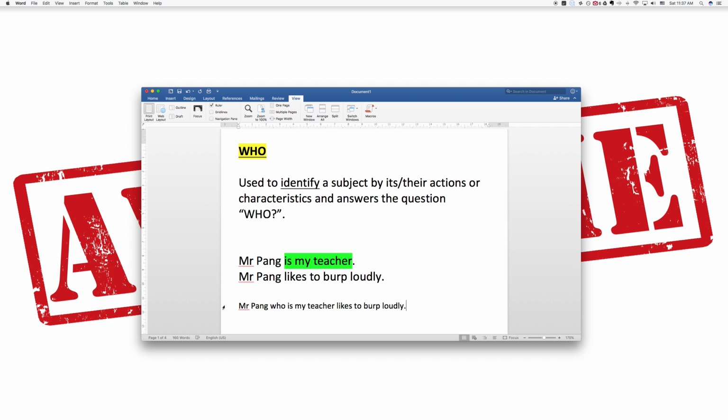Can you see that is my teacher is linked to Mr. Pang? So always remember to look at the part of the sentence that answers the question who. Who is Mr. Pang? He is my teacher. So is my teacher will follow the connector who. Did you get that? Good. Let's move on to the next example.